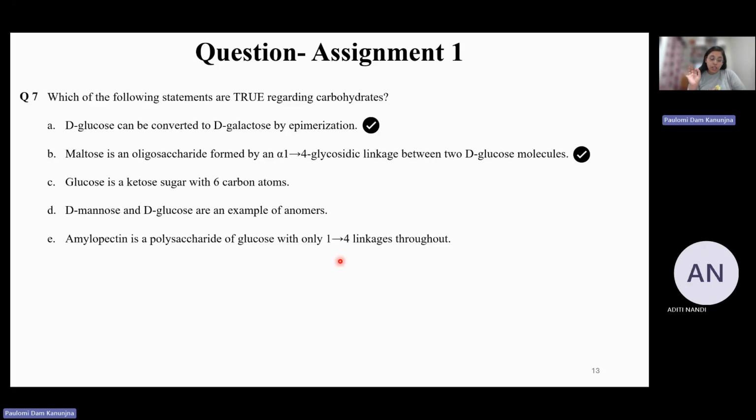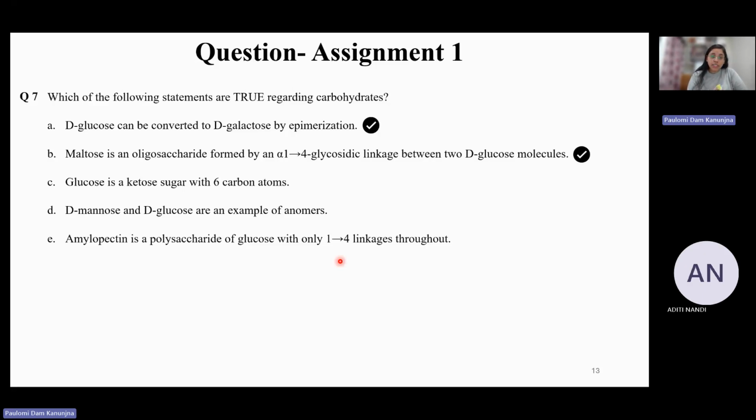We had seen glucose has 6 carbon atoms and is an aldose sugar. It has a CHO group, right? The carbonyl group, if you look at the glucose structure, is at C1, and C1 has the CHO. If it had been at the C2 position, you would have a double bonded O, and that would be a keto sugar, right?